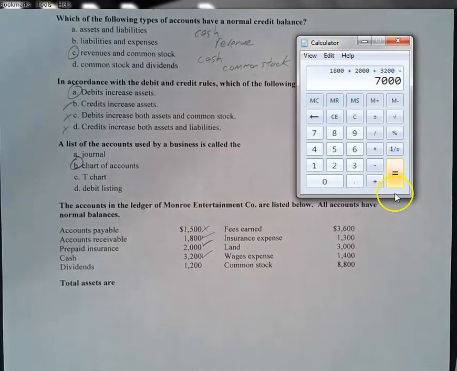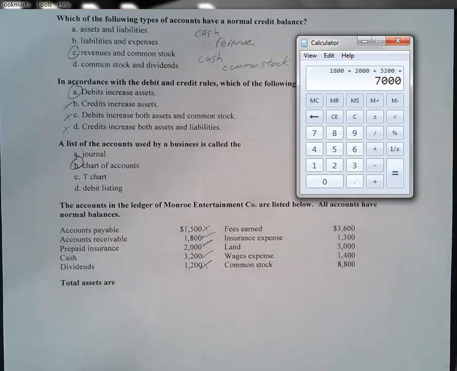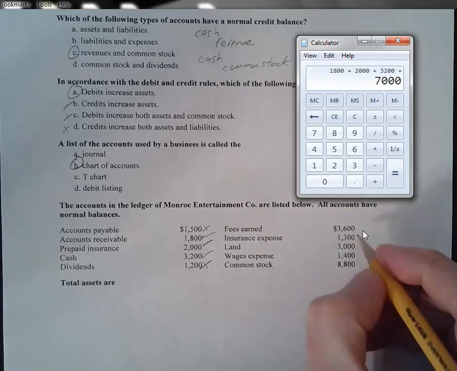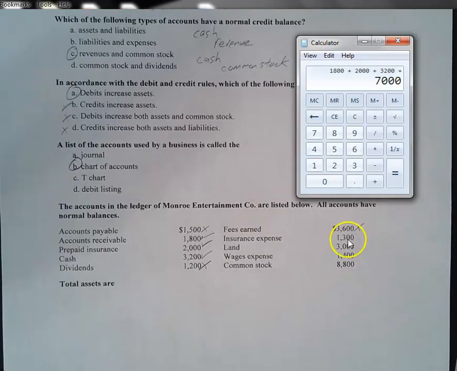Dividends, what do you think? Dividends are a stockholder's equity account. Now, dividends are not on the balance sheet. They serve to lower retained earnings. So dividends, stockholder's equity account, not an asset account. Fees earned. Another way we could say this is revenue. And revenue, fees earned, is over on the income statement. Therefore, it cannot be an asset.